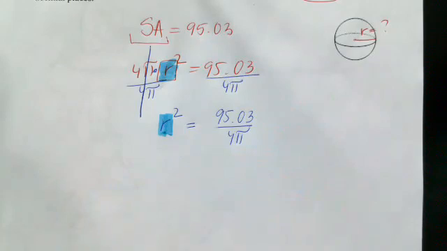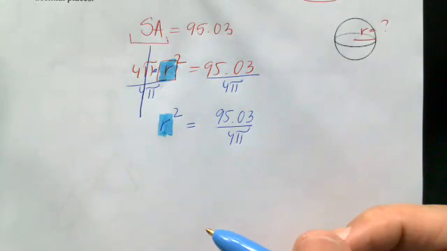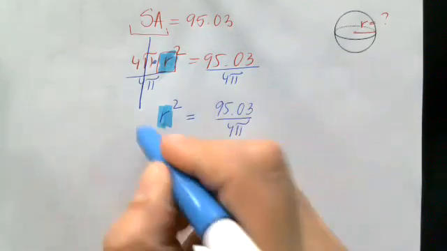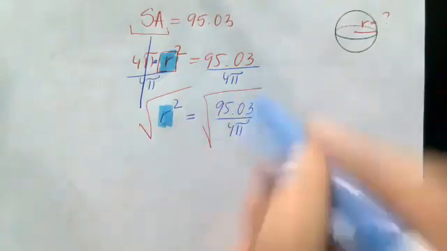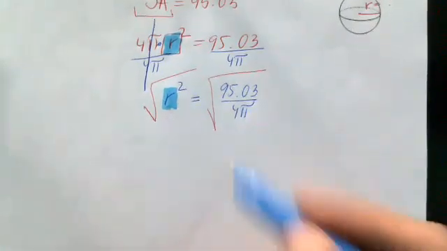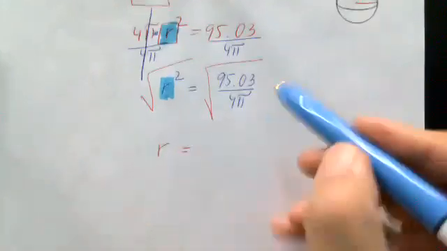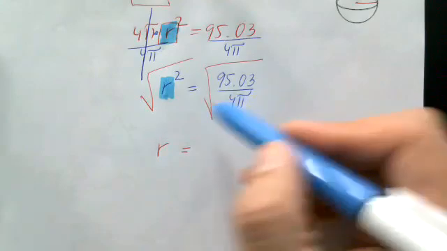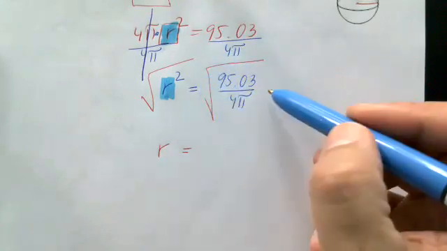How do you cancel squaring? What's the operation that cancels squaring? Square rooting. So when you square root r squared, you just get r. And on the right-hand side, you just have to calculate using your calculator now. So this is the final calculation.